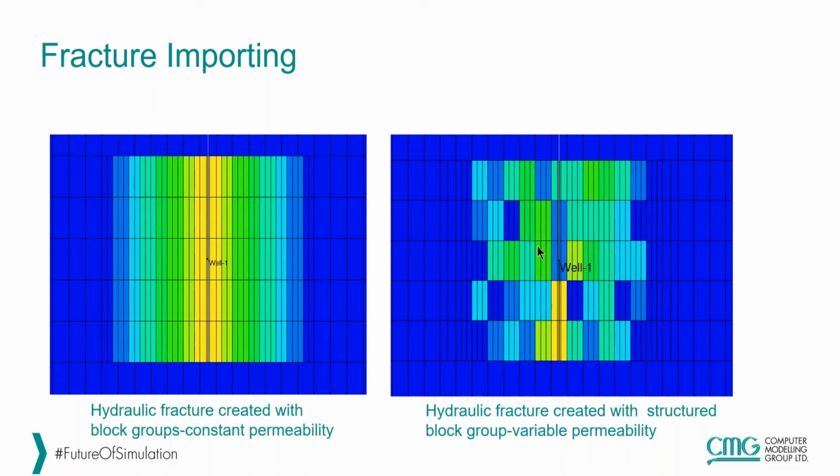And then on the right, we have a fracture from a third party, and it's using what we call structured block groups, where the permeability can be seemingly random, but basically it'll be coming from that third party where the conductivity is associated with a relative distance to our perforation point.